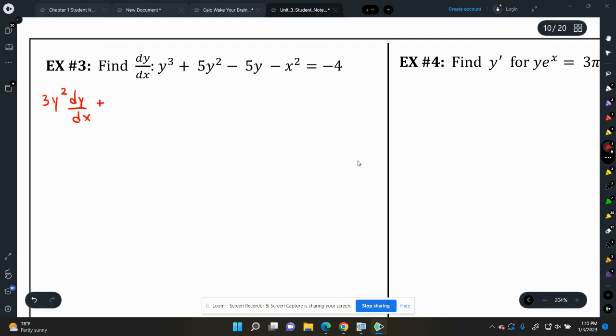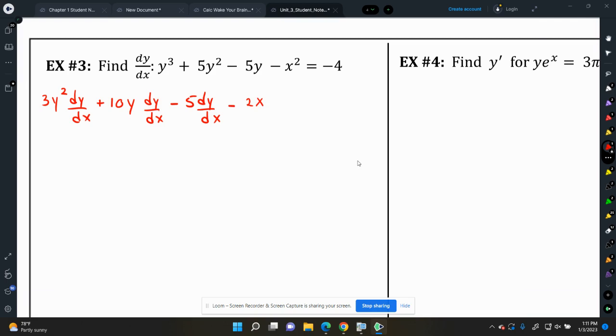What's the derivative of 5 y squared? 10y dy dx. What's the derivative of negative 5y? Negative 5 dy dx. Minus, now the derivative of x squared, 2x dx dx. I'm not going to write the dx dx because we know that equals 1, so I'm going to stop writing the dx dx. Equals, what's the derivative of negative 4? 0.